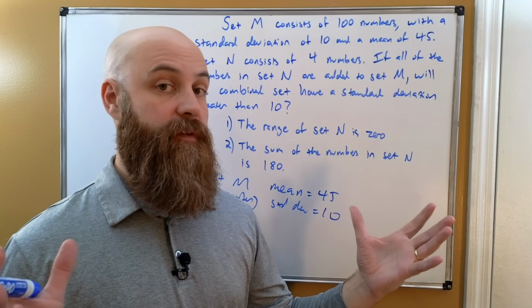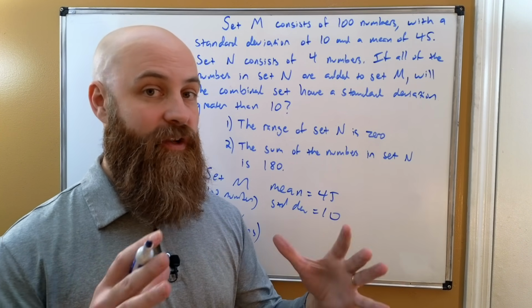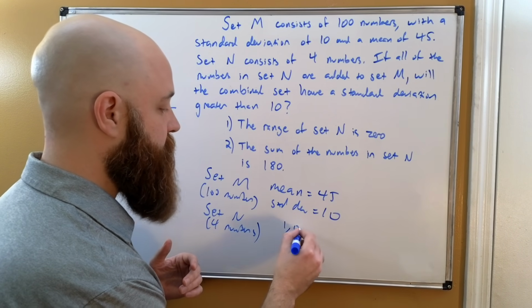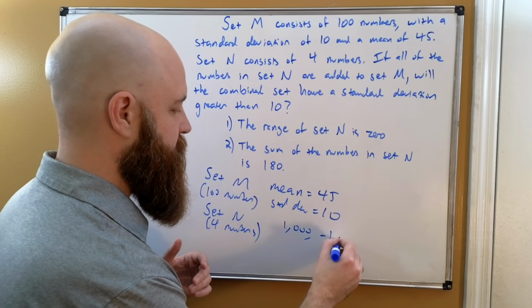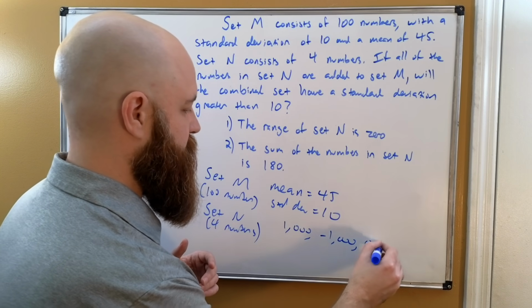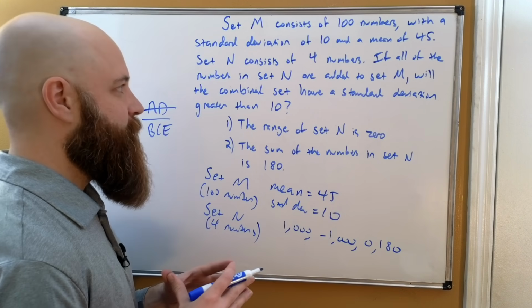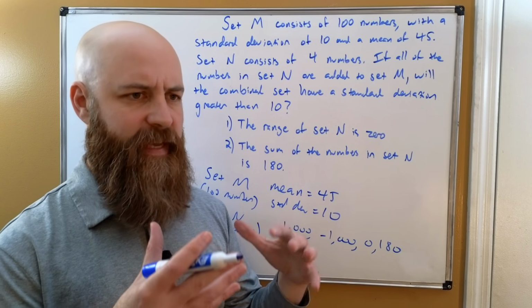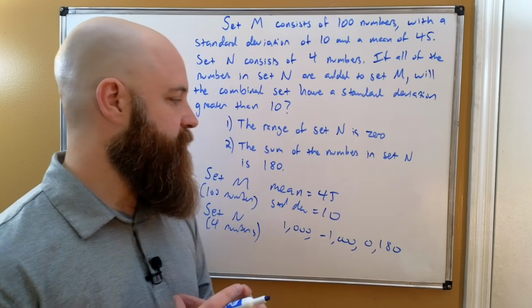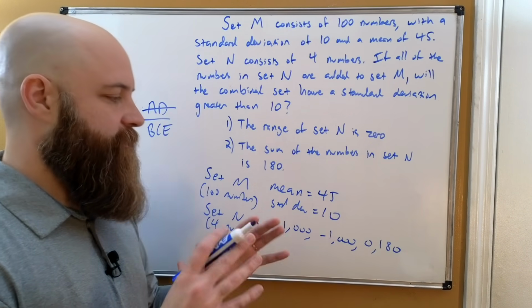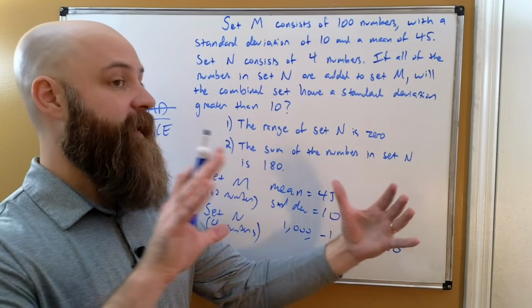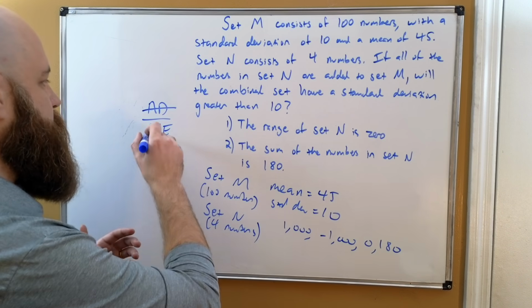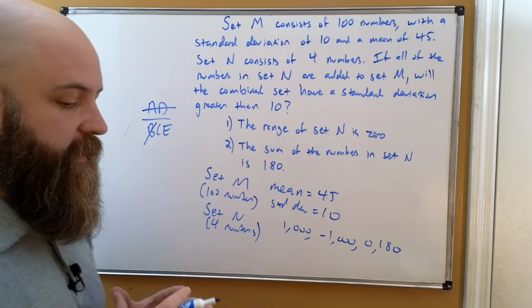I can imagine numbers that are really widely spread. In fact, there's kind of no limit on how spread out these numbers could be, right? I mean, maybe one of the numbers is 1,000 and another one is negative 1,000 and another one is 0 and another one is 180, right? They place no limits on these numbers. Are they positive, negative? Are they integers even? All I know is that they add up to 180. I can imagine a whole lot of different scenarios, some making it more spread out, some making it less spread out. So I really can't say just based on statement 2, so B is gone.